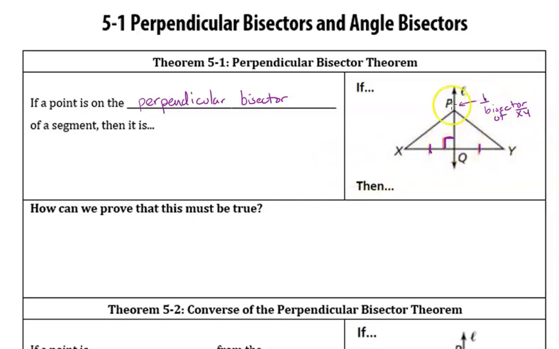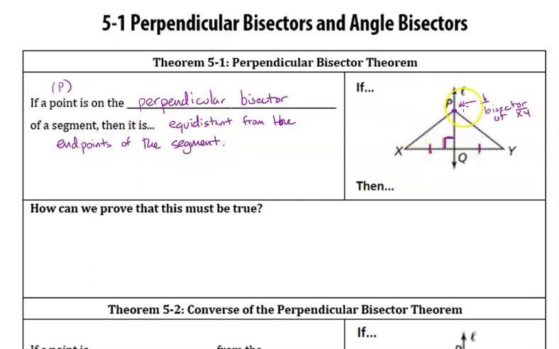So if I look at point P here, it's on that perpendicular bisector, right? So point P would be a point that we're talking about. Point P in this diagram is the point that's on the perpendicular bisector. Then the conclusion would be that point P is equidistant from the endpoints of the segment.